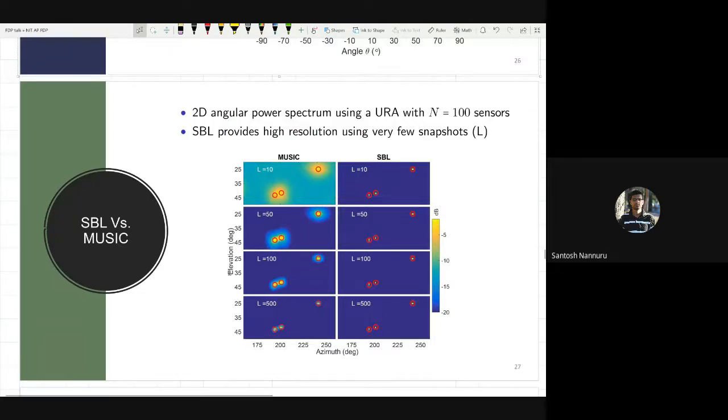So here I've shown an example with the rectangular array. I'm using 100 sensors, a large number of sensors, and the left column is the MUSIC power spectrum, and the right column is the SBL power spectrum. And each row has a different number of snapshots. So L is the number of snapshots, or how many data points I've used. Okay. So as you see, MUSIC.